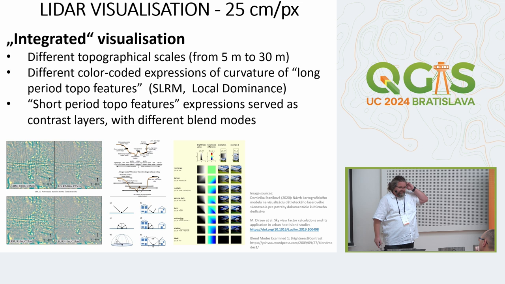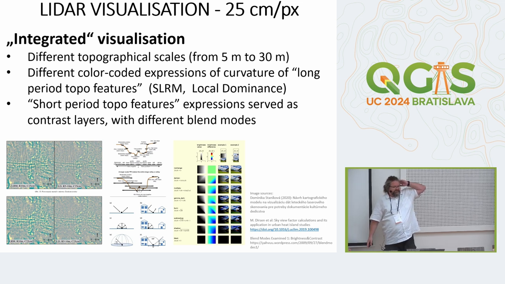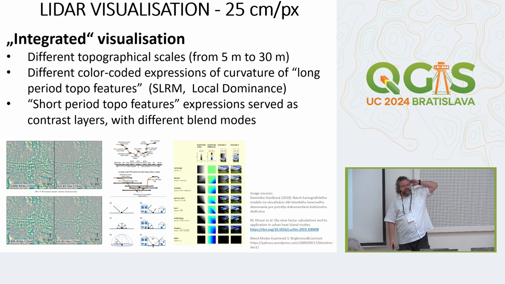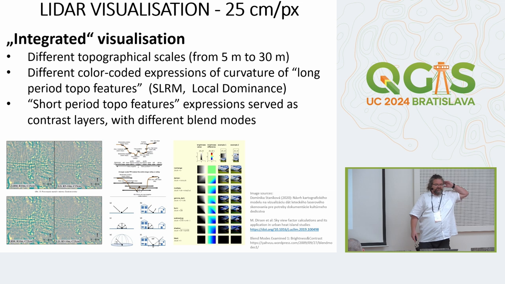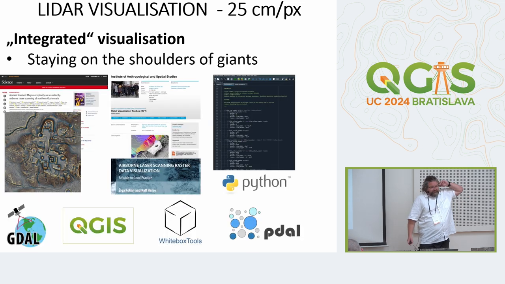And I'm using different principles, like different topographic scales from 5 meters to 30 meters, different color-coded expressions of curvature or long-period topographic features, like local dominance. Then we also have the short-period topographical features, so I'm using things like the sky view factor and so on. And of course, it is not completely my work. As somebody said today or yesterday, we are standing on the shoulders of giants.